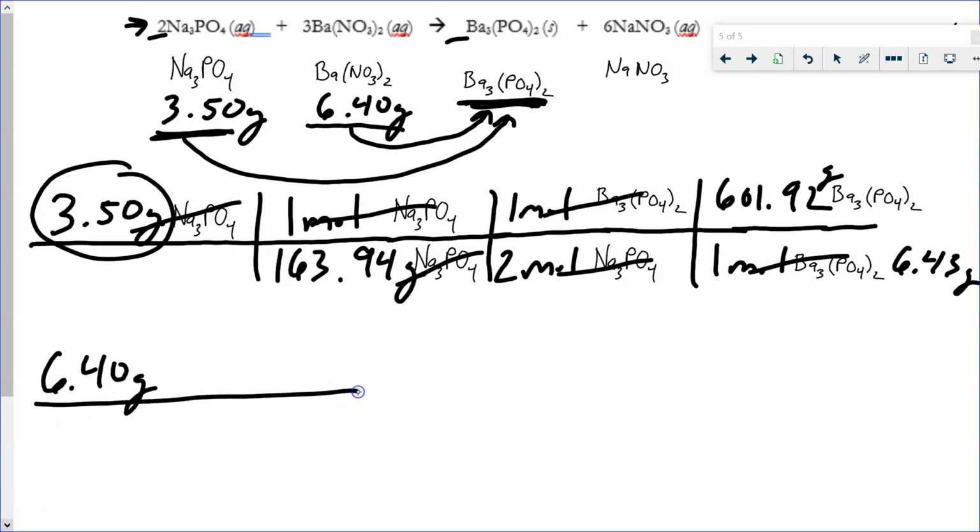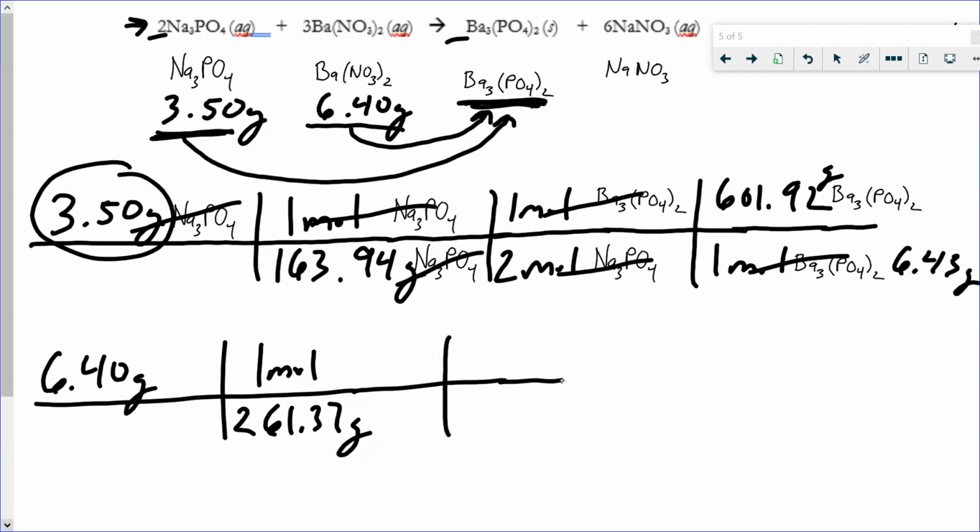Okay, so we're going to go ahead and use the molar mass of the barium nitrate, which is 261.37 grams per 1 mole of the barium nitrate. Then we're going to use the mole ratio, which we can see is a 3-to-1 ratio. 3 moles of the barium nitrate will produce or yield 1 mole of the barium phosphate.